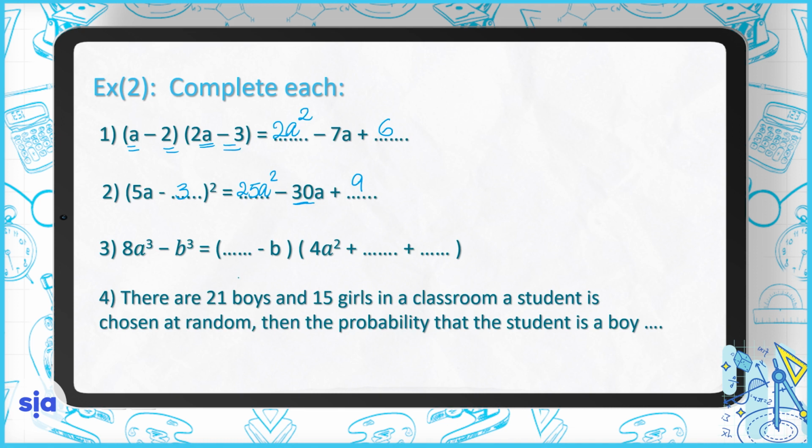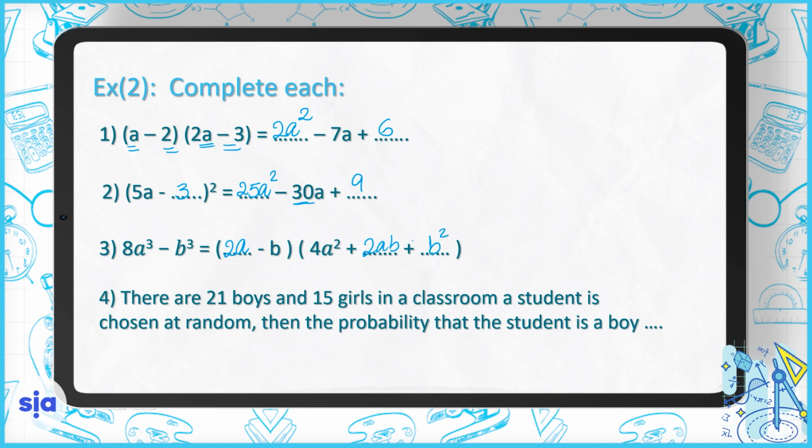How to factorize 8a³ minus b³. The cubic root, which is 2a. And then what we do here is the first times second, which is 2ab. And then the second squared, which is b².